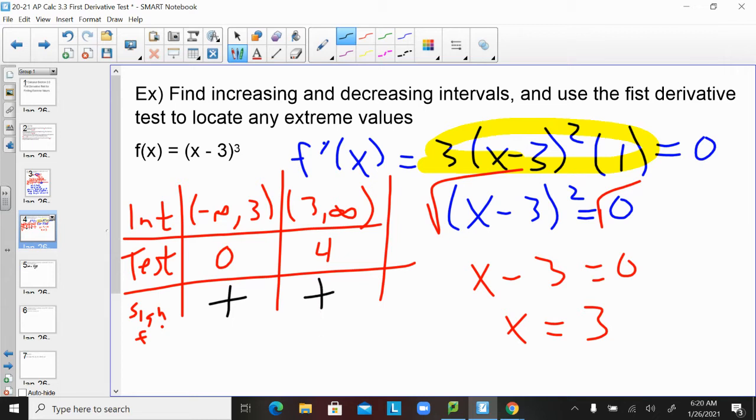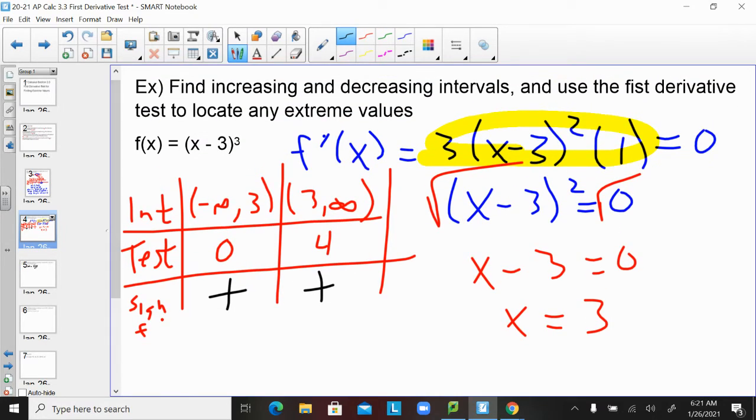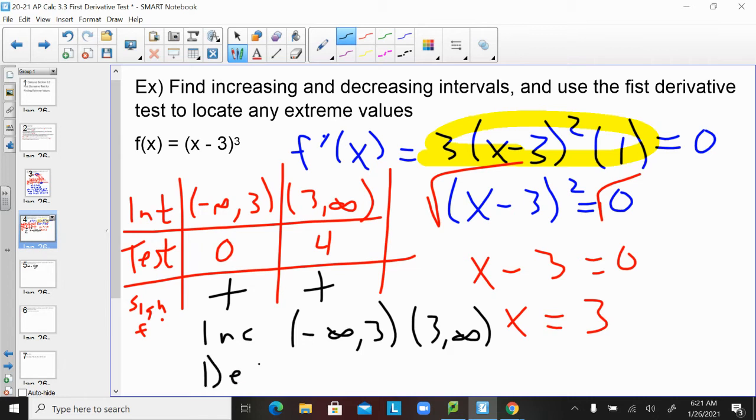So now we have to be careful here as we answer this question. The question says find increasing and decreasing intervals. At 3, the derivative is 0. There's a horizontal tangent at 3. So this thing is increasing. You cannot just say from -infinity to infinity. You have to break it from -infinity to 3 and also from 3 to infinity. That's the increasing intervals. There are no decreasing intervals. And since the derivative never changes from positive to negative or negative to positive, there is no max or min.